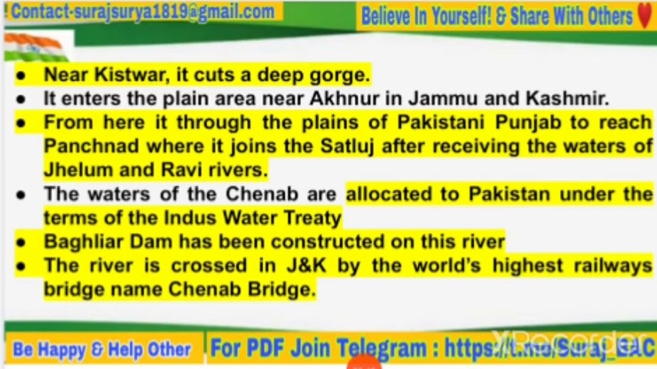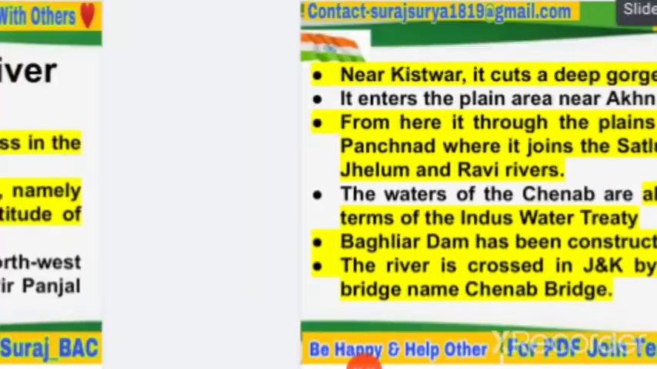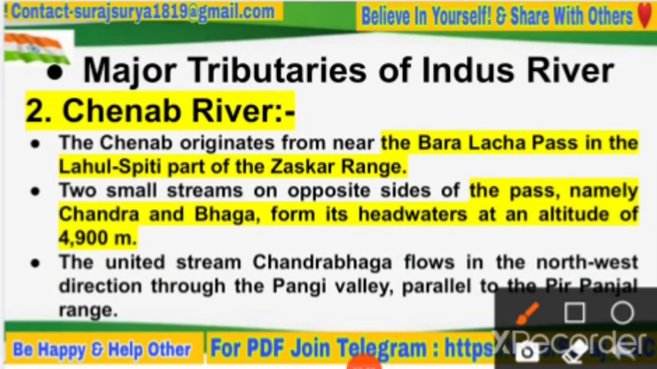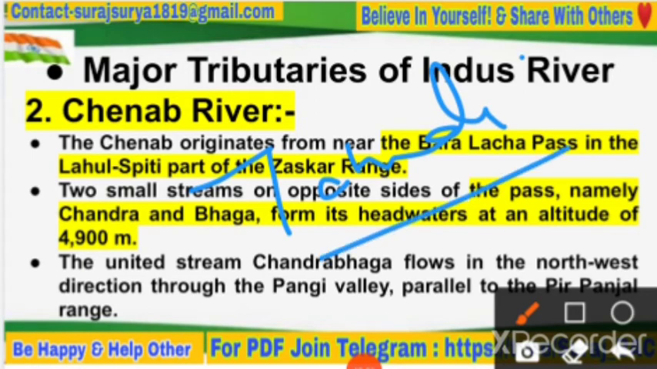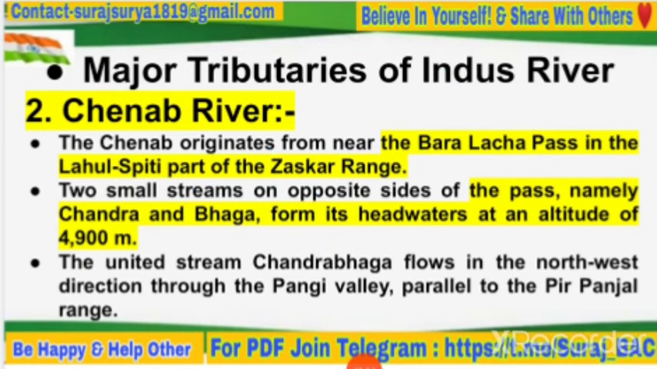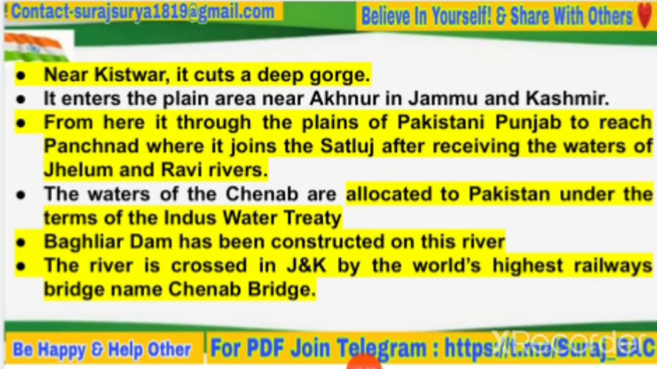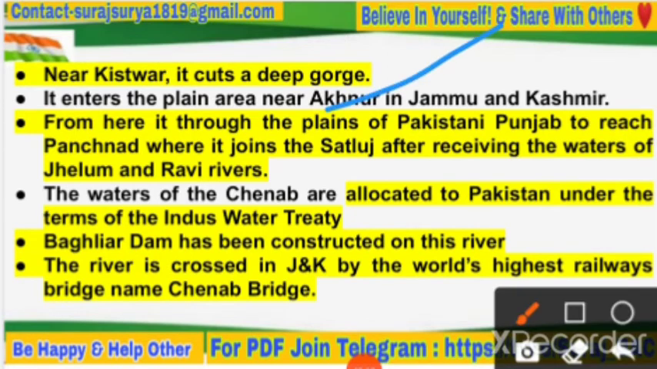that is Padar, and the place where these two important streams combine, that is Tandi. That is what? That is Tandi. And as I mentioned, you will check the important link given in the description, from where you will be getting complete knowledge of Chenab River. Then it enters into the plain, which is near the Akhnoor area of Jammu and Kashmir. From here, it flows through the plains of Pakistan Punjab, and then it reaches up to the Panchnad.